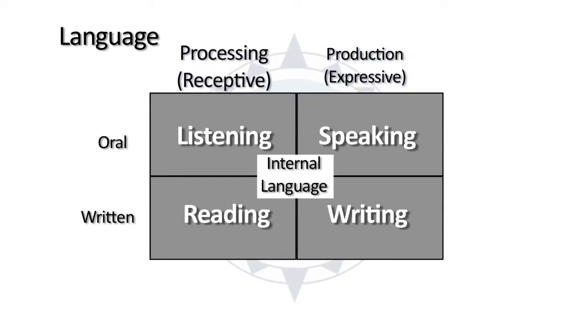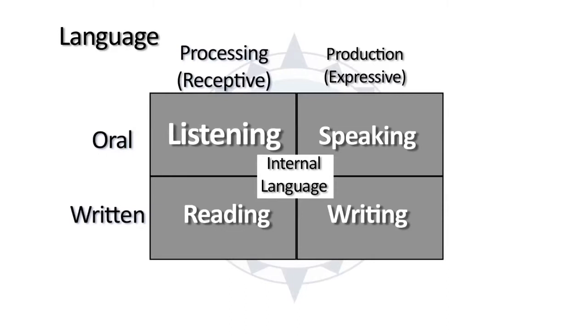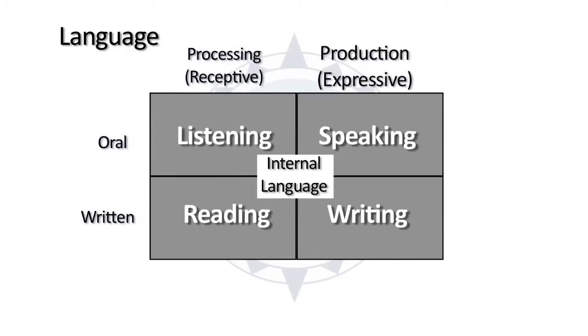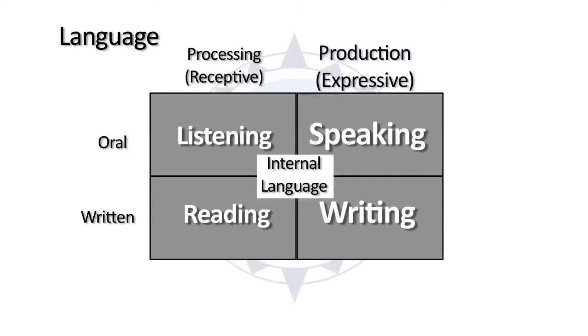Receptive language skills refer to how we process either spoken or written word. They include listening comprehension and reading comprehension, since both of these tasks ask us to receive or process language. Expressive language skills refer to how we express either spoken or written word. They include oral and written expression, since both of these tasks ask us to express or produce language.